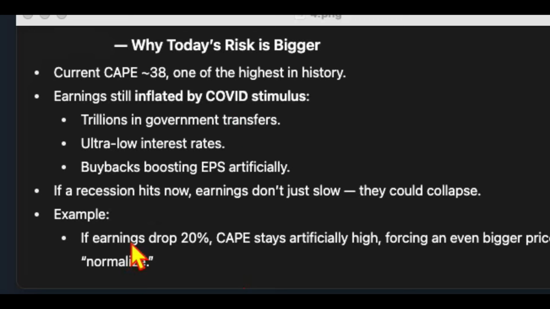So here is one example. If earnings drop by 20% but CAPE stays high, this means that you will get an even bigger price drop to normalize the price. So earnings and CAPE are related, because as earnings go down, for CAPE to go down, price needs to collapse even more.